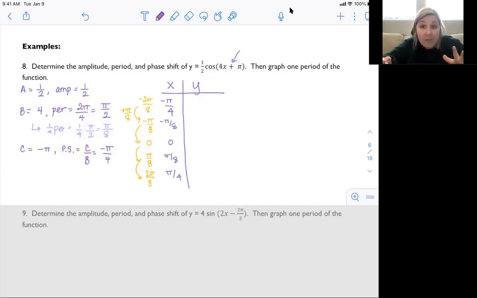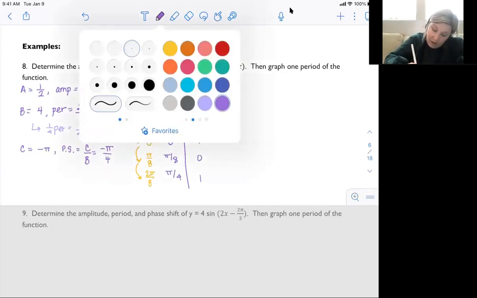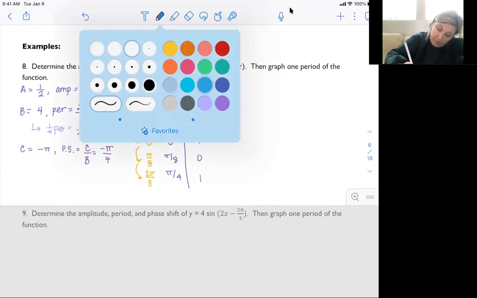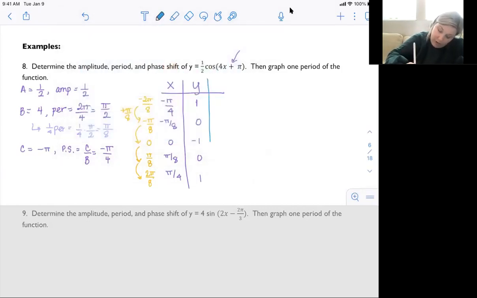From here, everything is the same as what we did before. So this is cosine, which means it's going to start at 1, 0, negative 1, 0, positive 1, flip, flop, flip, flop. And now we can take care of the amplitude change. So we're going to multiply all of the y's by 1/2. That gives us 1/2, 0, negative 1/2, 0, and positive 1/2.